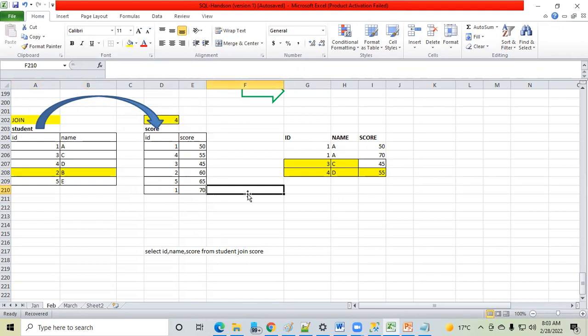I'm not sure this is clear or not. If you want me to repeat, please tell me. Tanvir, suppose a student has n records and a score has m records, so it will work n into m, right? Correct. You are talking about cross join and Cartesian join. I will explain all those things.